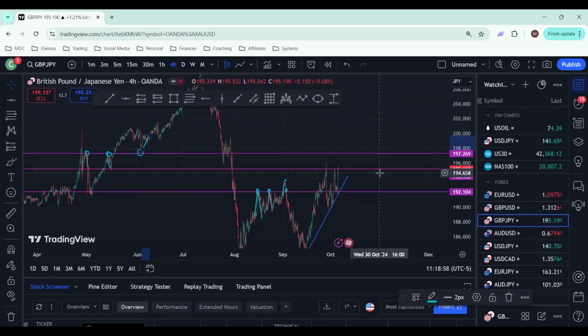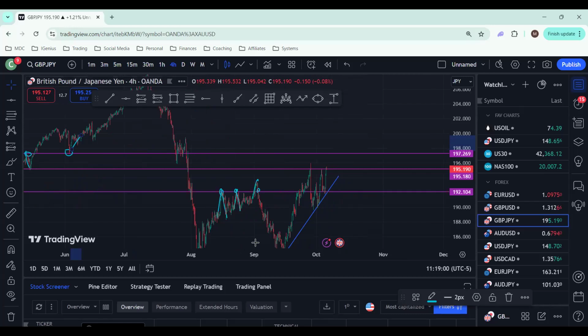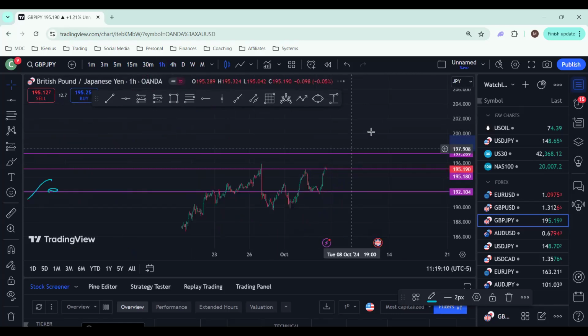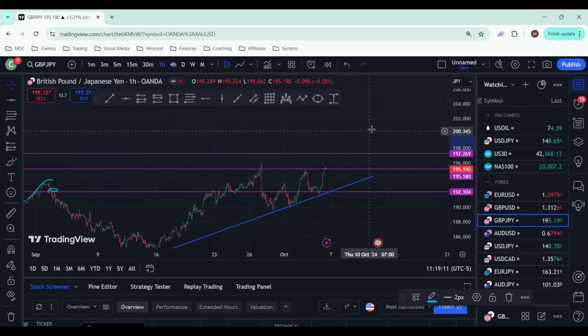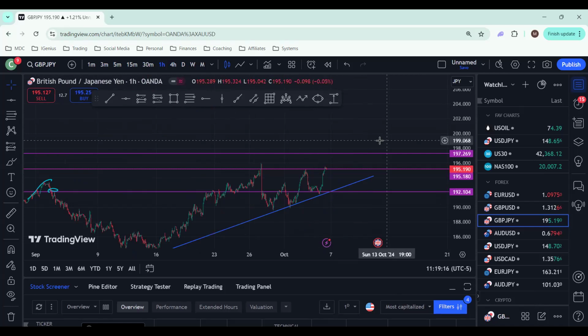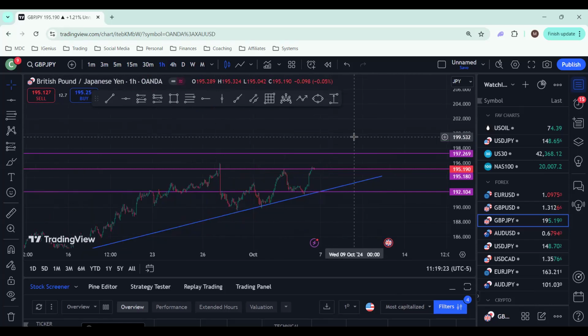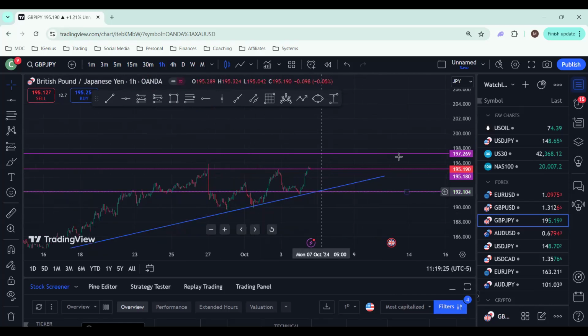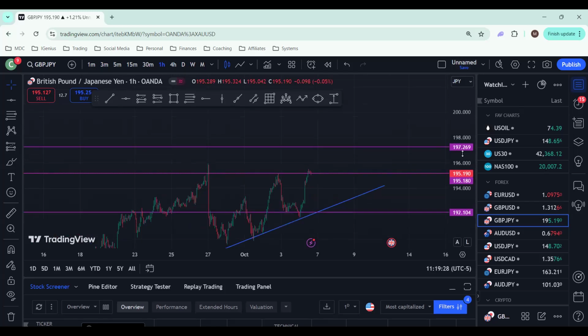So now that I've looked on the daily to find that trend, I've looked on the 4 hour to find my market structure lines. Now I'm going down to the 1 hour to try and find areas of entry that I would like to get into the market and trade with the bullish trend. So I'm going to look for areas to get into buys since this is a bullish market. I want to trade with the trend.